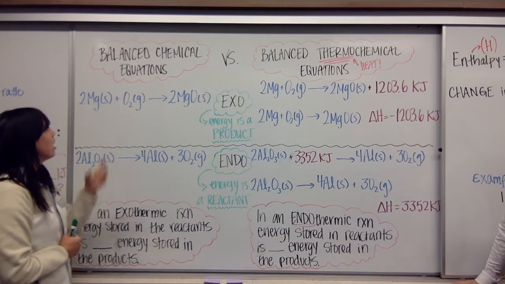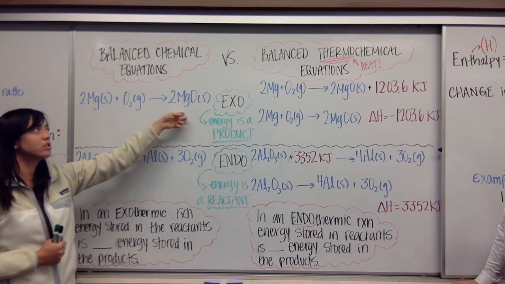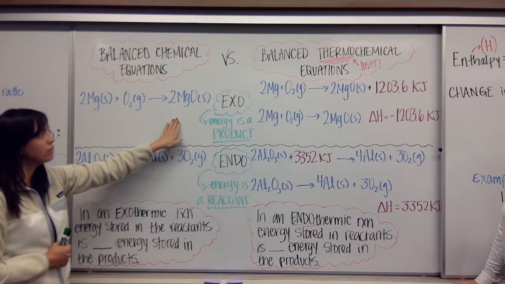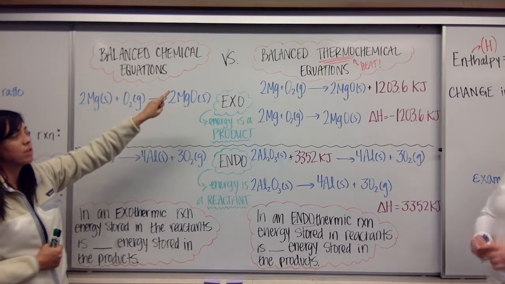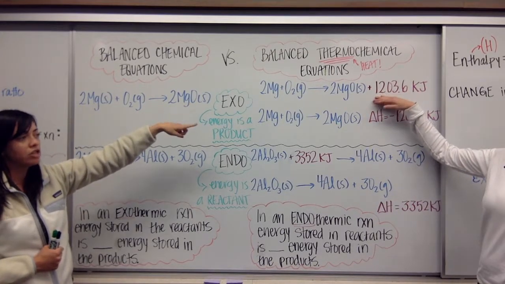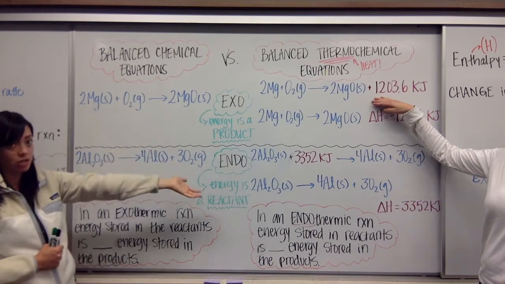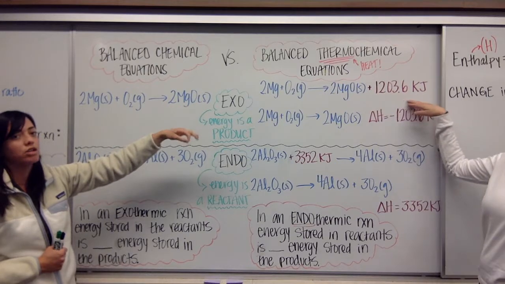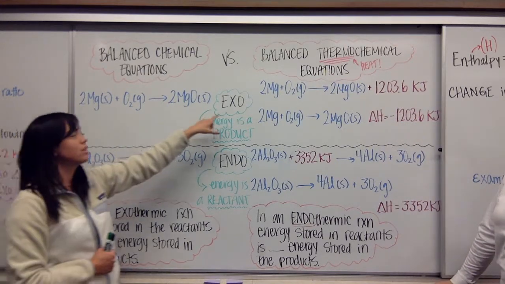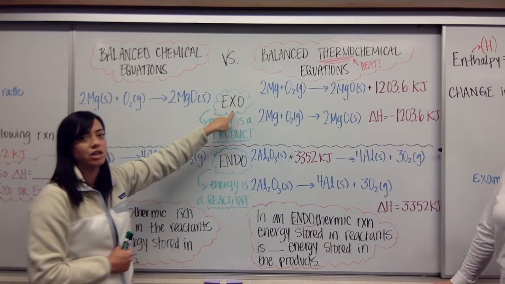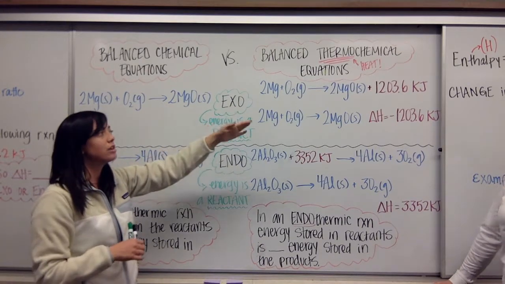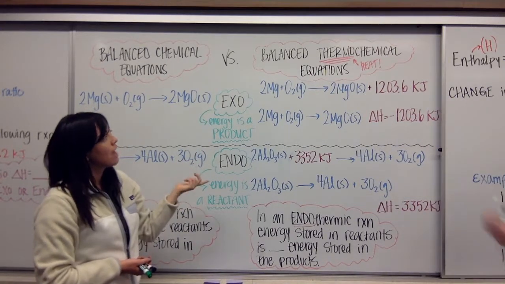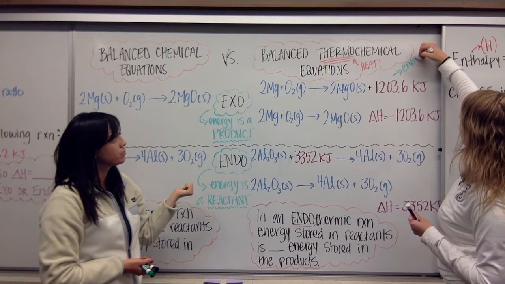So if we have magnesium metal reacting with oxygen gas, we get magnesium oxide. This is our normal balanced chemical equation that we know and love. And if we include our change in enthalpy, or heat of reaction as we often call it, we just add in our energy on either a product or a reactant side. Now, I'm telling you that this is an exothermic reaction, meaning there is energy being released. So that is why energy is a product, right? Energy is a product.